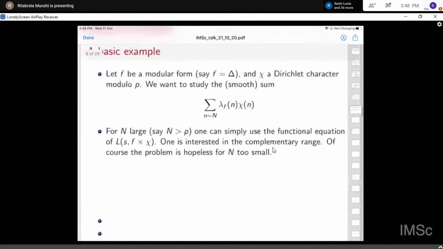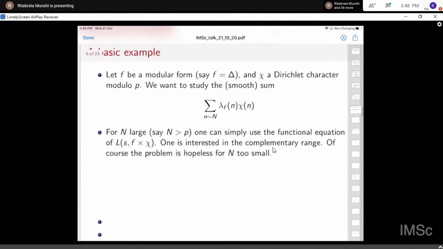Okay, so now let's look at one basic problem. So we're going to use our template and study this particular situation. So we're starting with the modular form F. If you wish, you can just stick to the modular form delta, which is the Ramanujan discriminant form. And the form is going to be fixed in the analysis. Chi is a Dirichlet character modulo P, and I'm going to take P going to infinity. That means P is getting larger. Okay. And we want to study the sum of lambda_f(n) chi(n), where small n is like capital N.